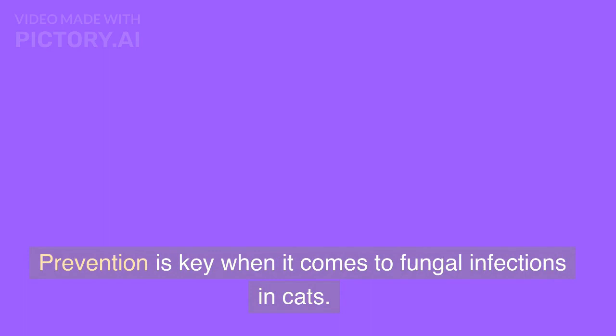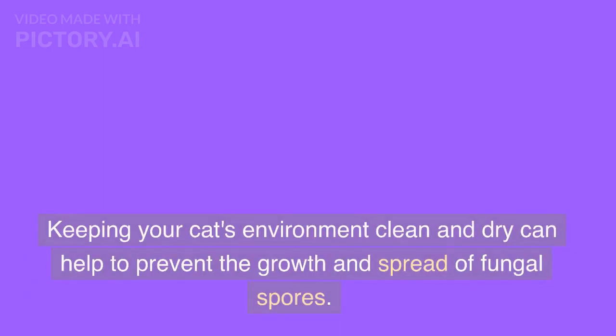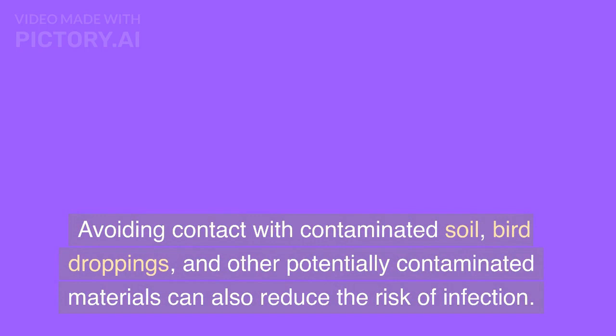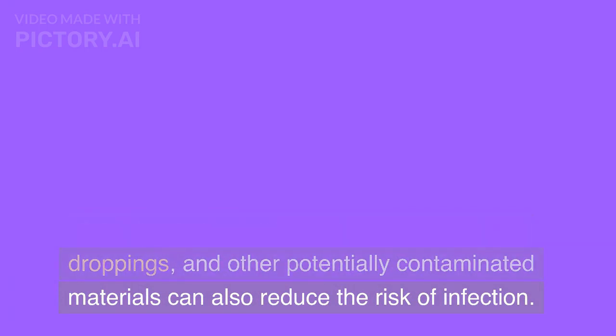Prevention is key when it comes to fungal infections in cats. Keeping your cat's environment clean and dry can help to prevent the growth and spread of fungal spores. Avoiding contact with contaminated soil, bird droppings, and other potentially contaminated materials can also reduce the risk of infection.